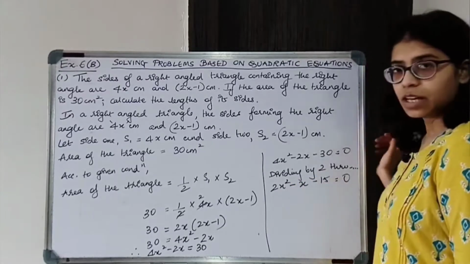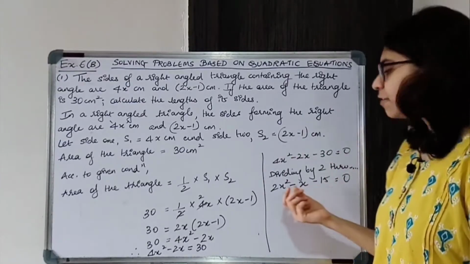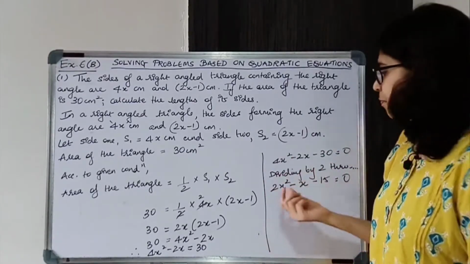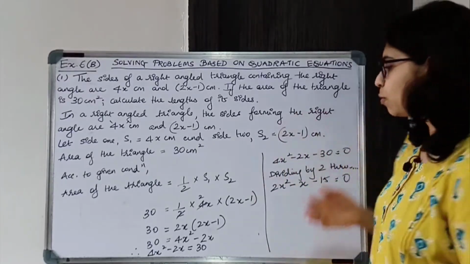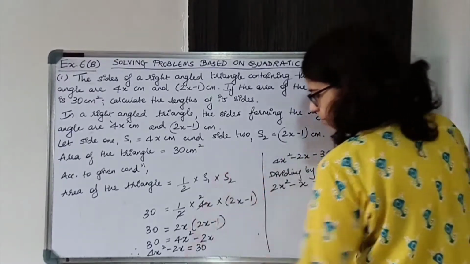Okay. Now we need to find the factors, splitting the middle term. So 2 into 15 gives 30. So product is 30.